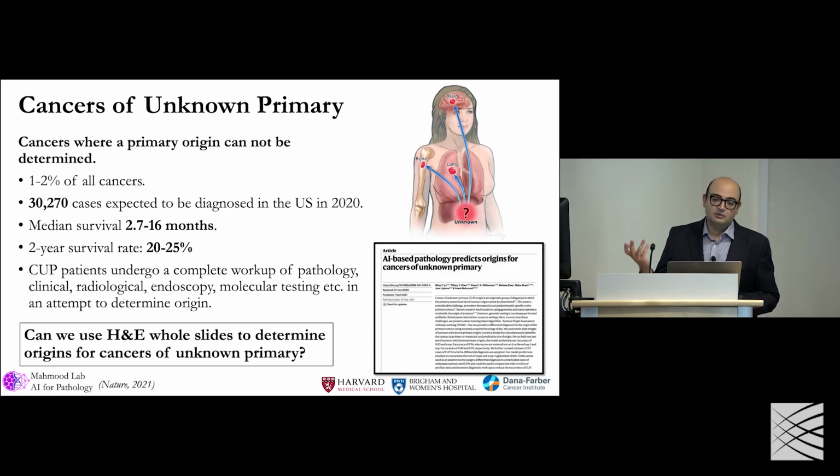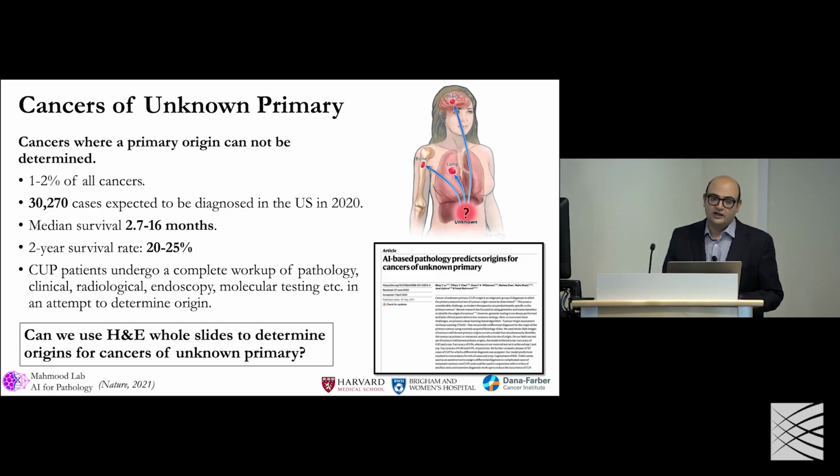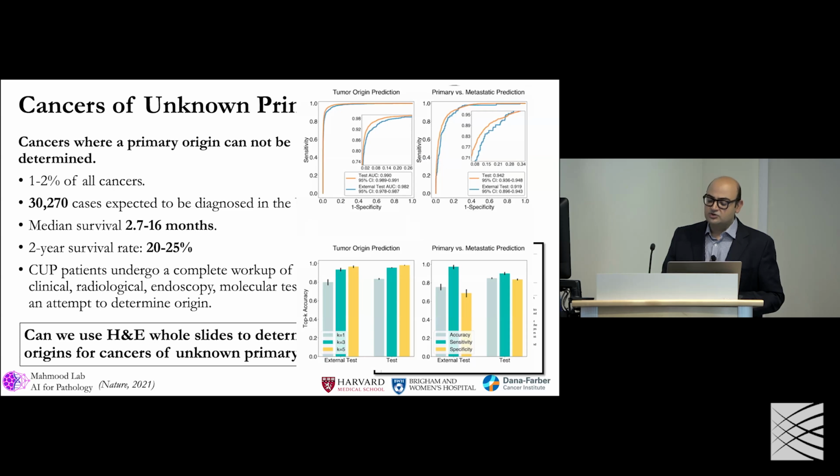And we believe this would be possible because there are lots of studies showing that you can predict molecular alterations, essentially proving that there are morphologic correlates to molecular alterations within the histology image. And we showed that you could predict what the origin is, effectively solving first the binary problem, whether the case is primary versus metastatic, and then an 18-class classification problem about what the origin might be.